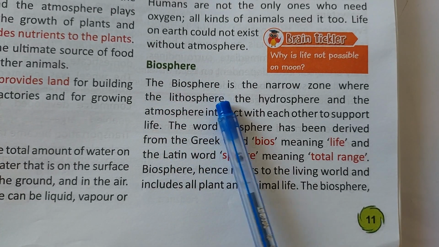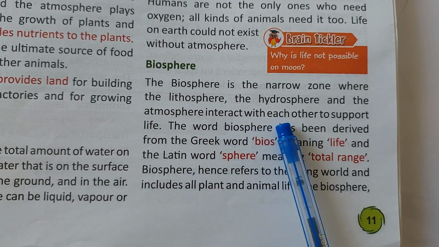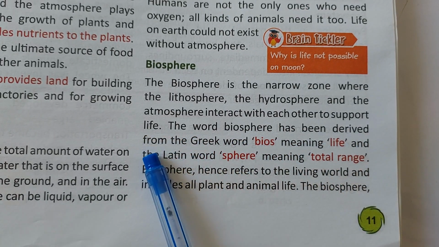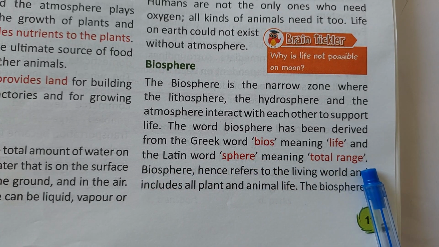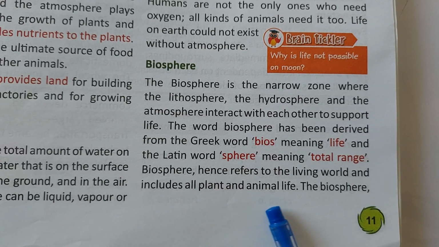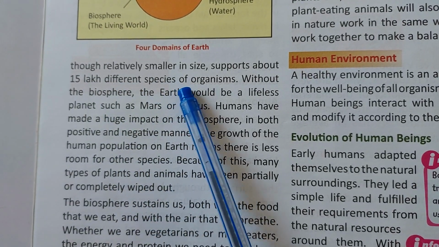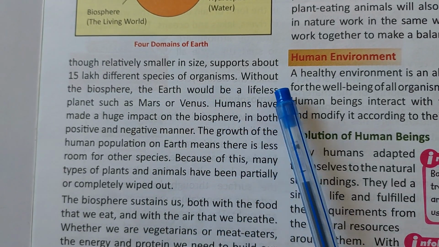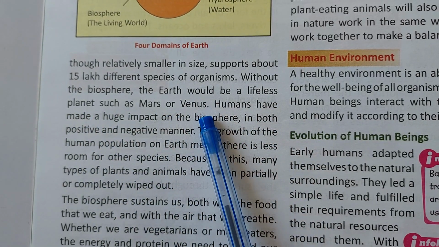Biosphere. The biosphere is the narrow zone where the lithosphere, the hydrosphere, and the atmosphere interact with each other to support life. The word biosphere has been derived from the Greek word bios, meaning life, and the Latin word sphere, meaning total range. Biosphere hence refers to the living world and includes all plants and animal life. The biosphere, though relatively smaller in size, supports about 15 lakh different species of organisms. Without the biosphere, the Earth would be a lifeless planet such as Mars or Venus.